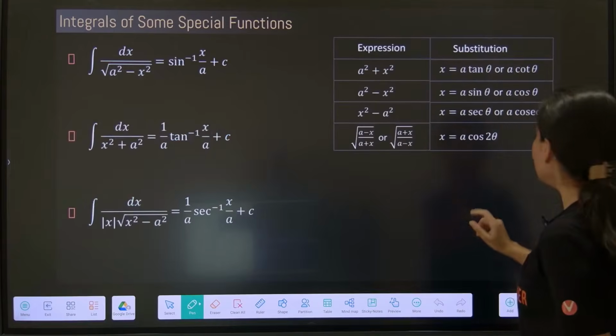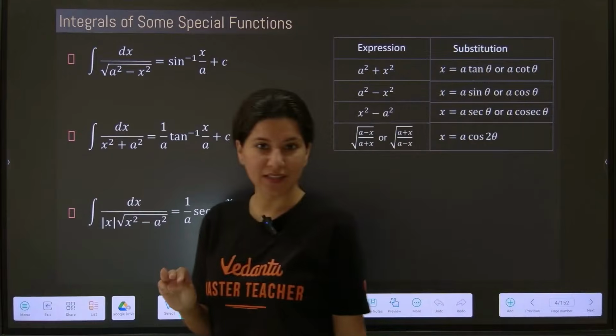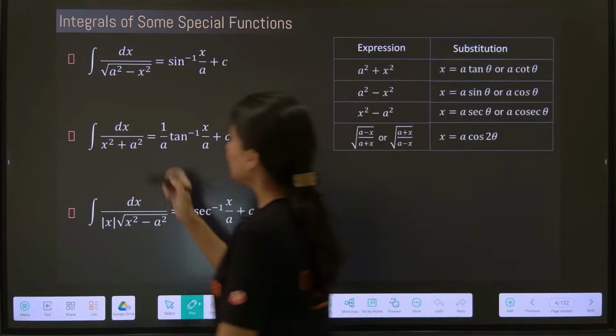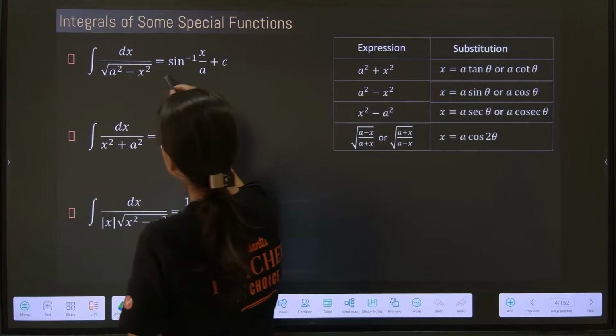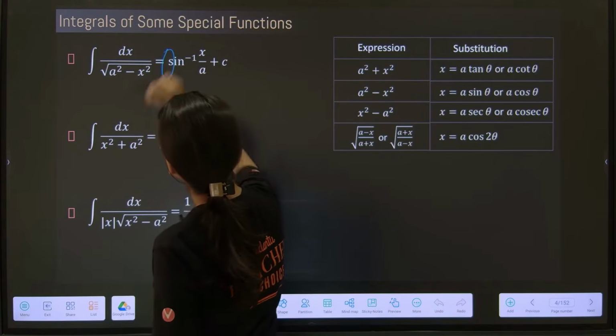Now I will give you 3 important formulas based on this. First, you know, square root of a square. See, understand. Here there is no 1 by a over here.